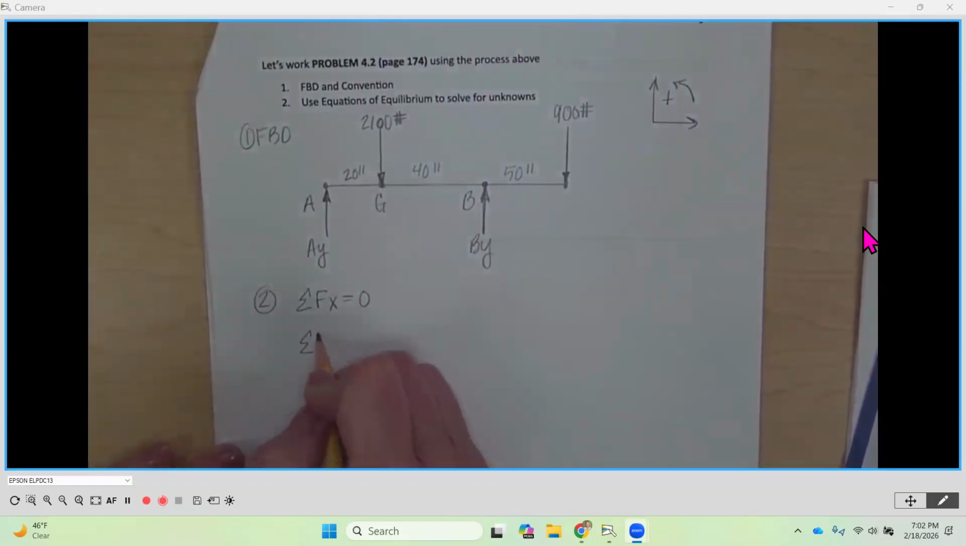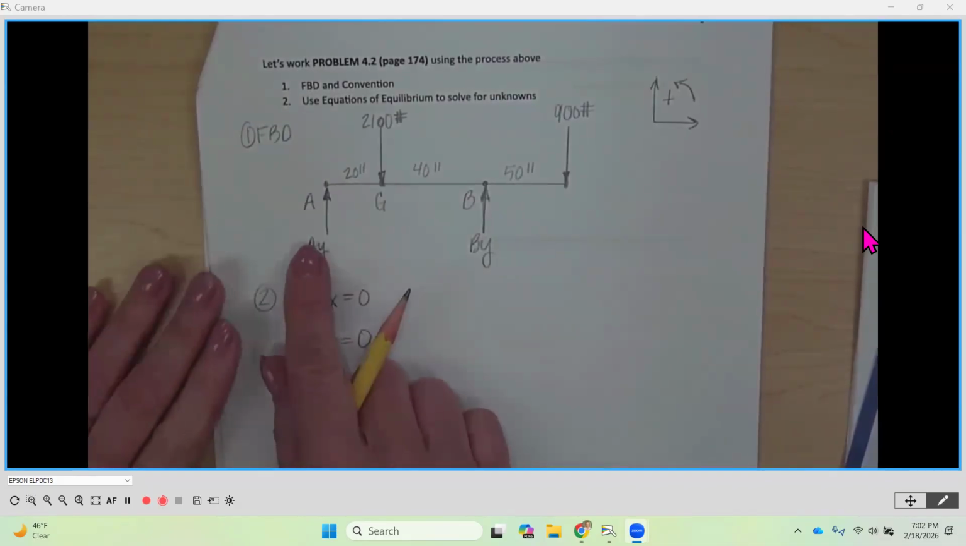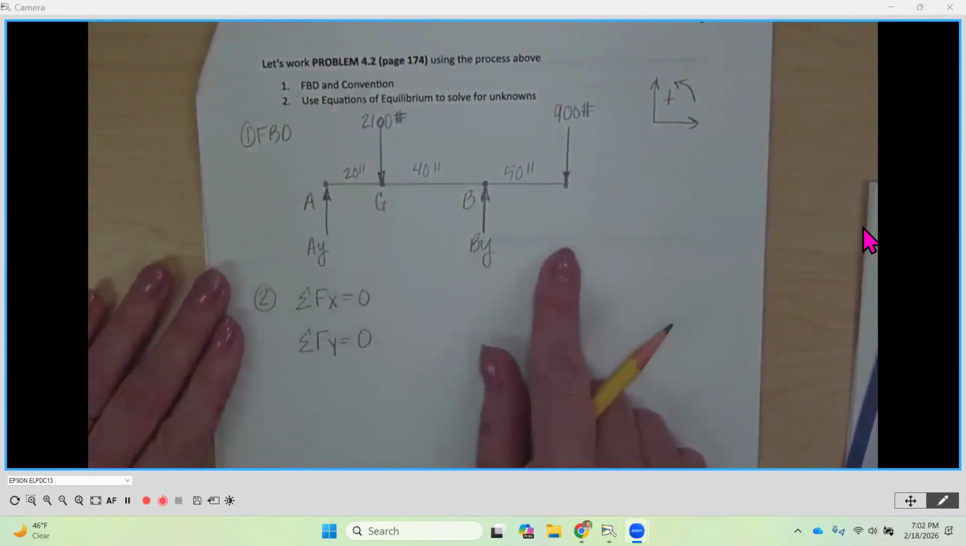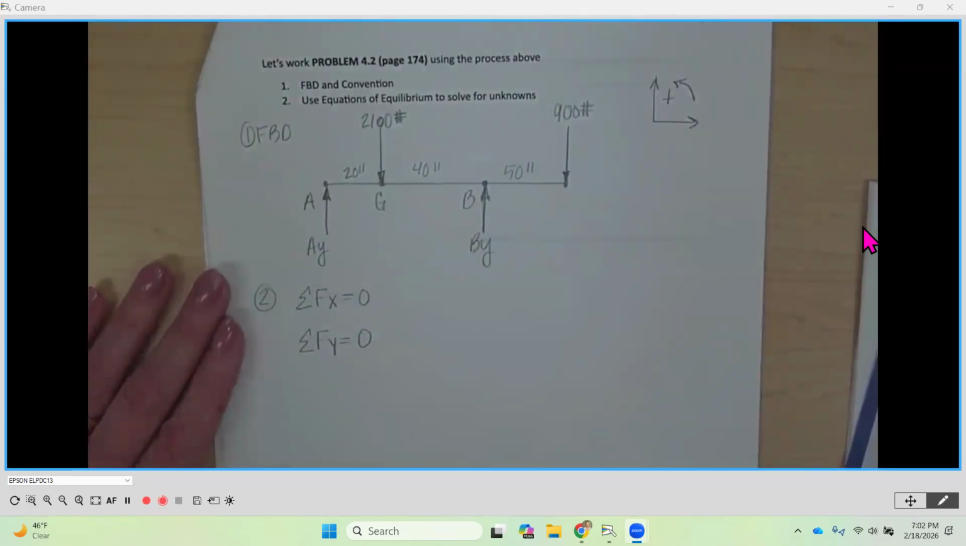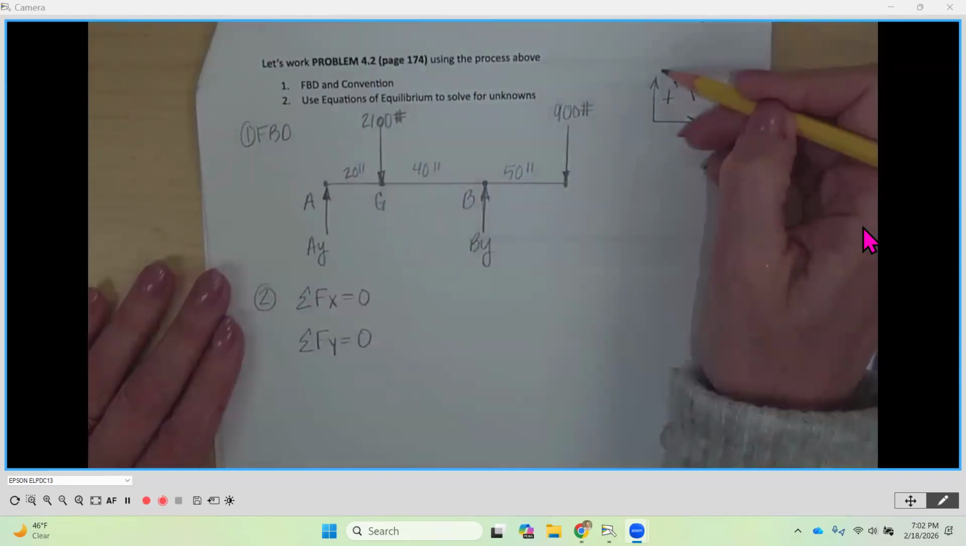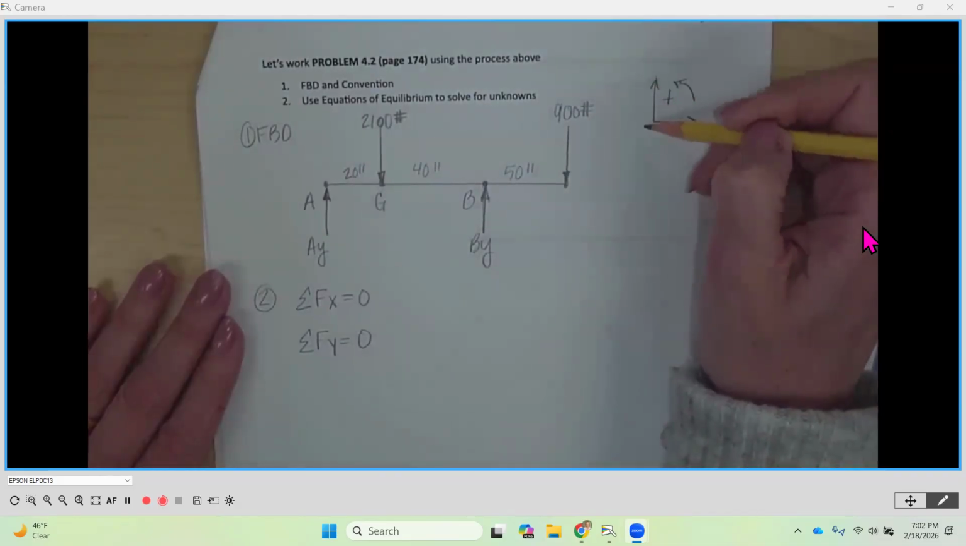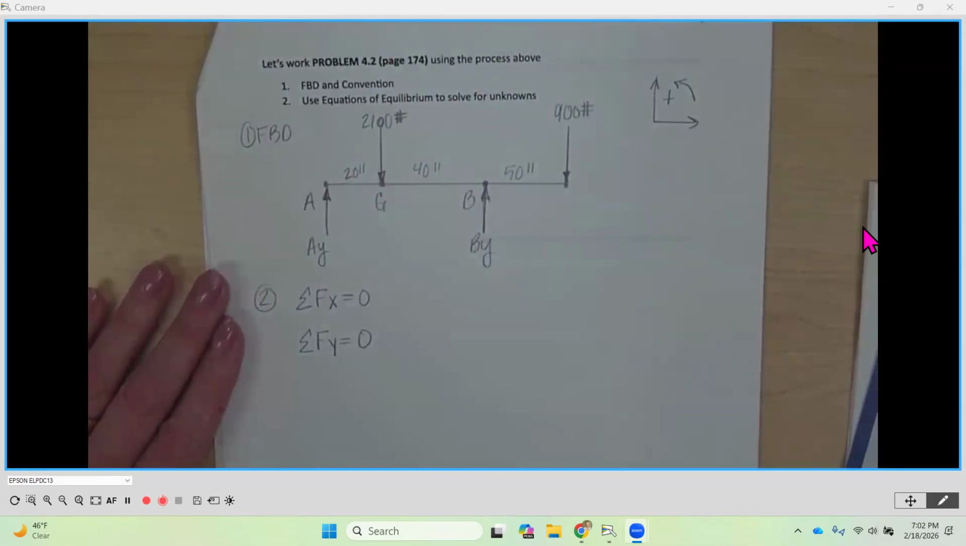So my second equation of equilibrium is sum of the forces in the y equals 0. Here I've got forces in the y direction. So I'm going to start on the left-hand side here, and I'm going to work all the way to the end to the right, and I'm going to use my convention. So now I'm in force mode, only looking at the y direction. Is this force going up or down? If it's going up, it's going to be positive. If it's going down, it's going to be negative.